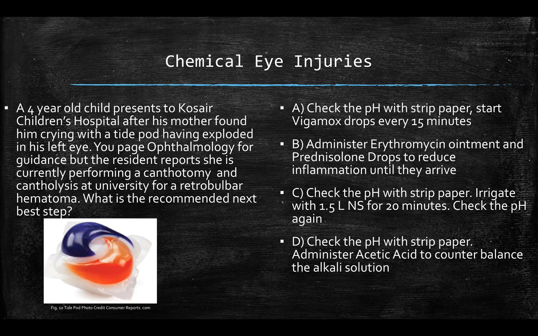So if you chose option C, you chose the correct answer. You're going to want to know the pH initially by checking with the paper that's provided in ER departments. You're going to want to irrigate with 1.5 liters of normal saline for 20 minutes. If you don't have normal saline, lactated Ringer's works practically the same as well. And then you're going to want to check the pH again to see where you're at and to see if you need to irrigate more.